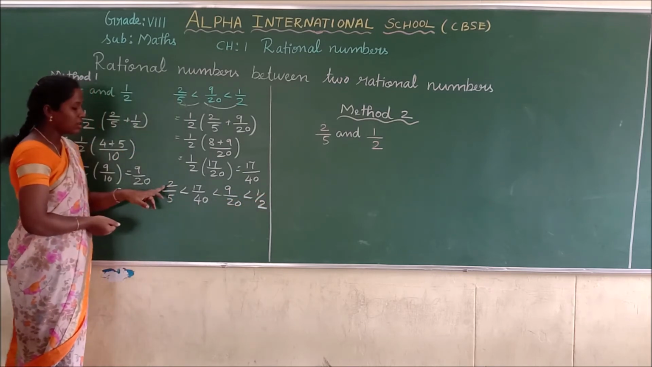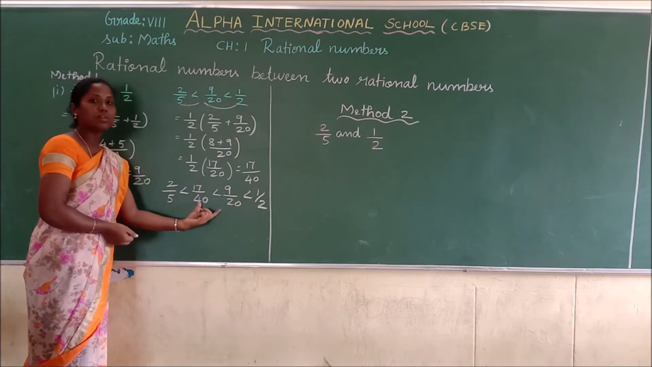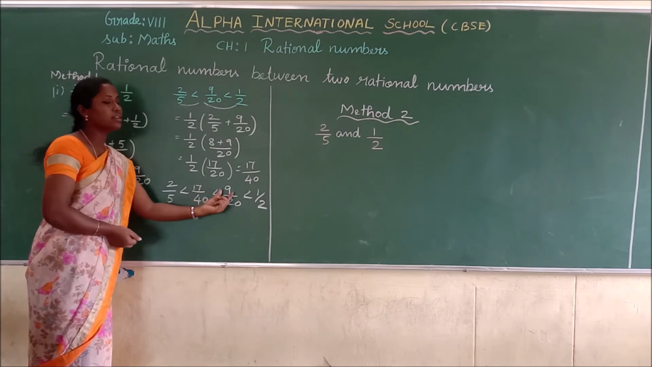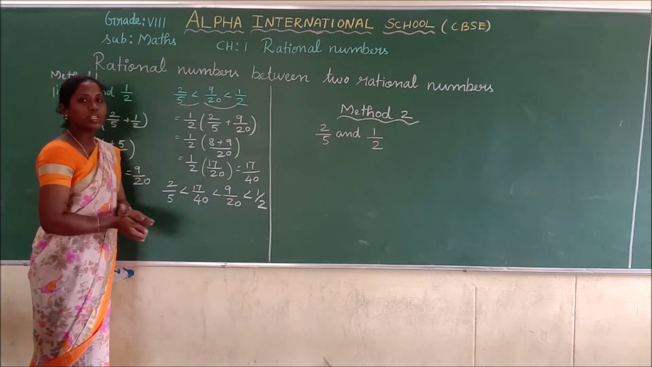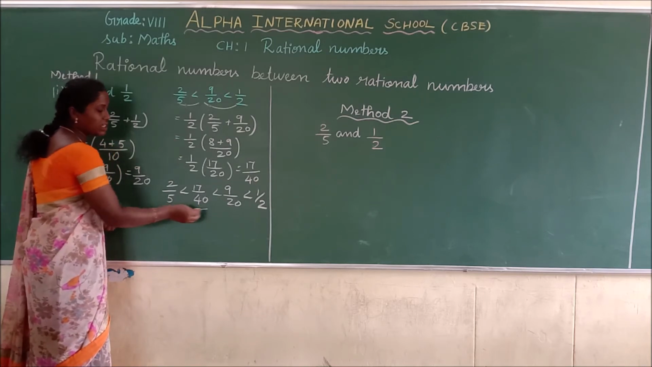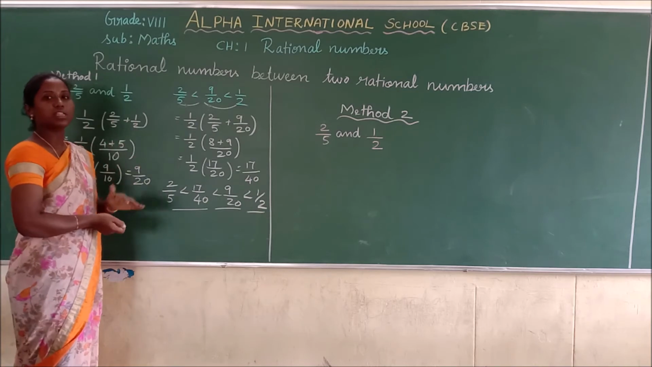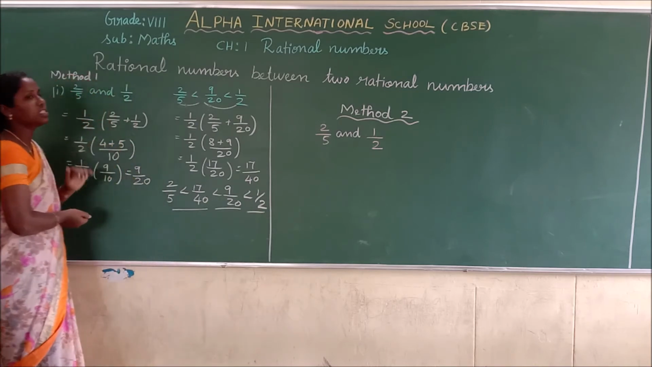So listen here, the given rational numbers are 2 by 5 and 1 by 2. Between them we now have two rational numbers, 17 by 40 and 9 by 20. If they ask for one more rational number, you can choose either of these intervals and again use the same method to find the rational number between them. So this is the first method.